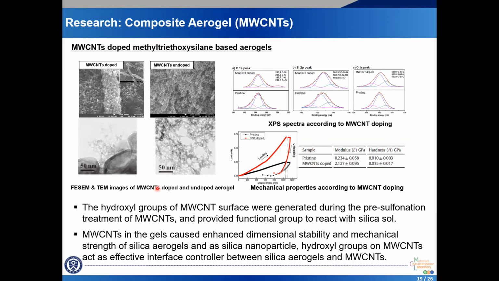In this study, surface-treated multi-wall CNT by presulfonation was used as reinforcement to improve the mechanical properties of silica aerogel. The results show that inserting a small amount of multi-wall CNT in the gels caused enhancing the dimensional stability and mechanical strength of silica aerogel. As a result, the modulus was enhanced 10 times compared to pristine aerogel.